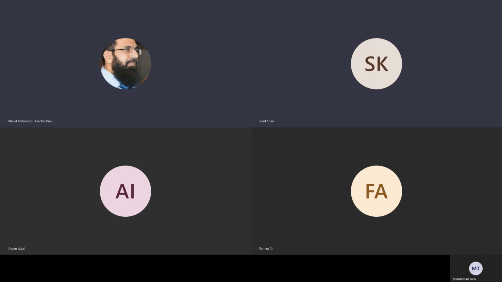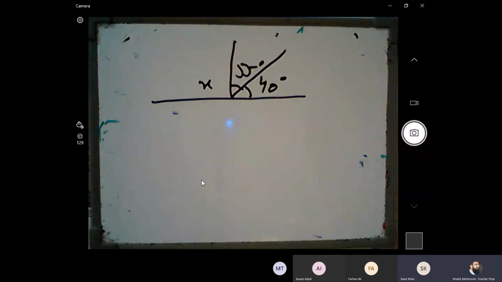One more thing I would like to share before solving this.